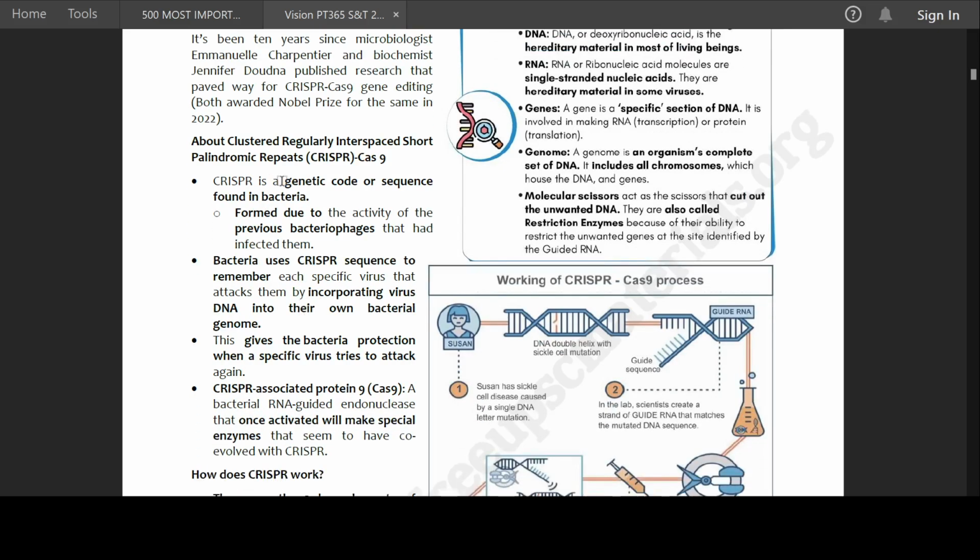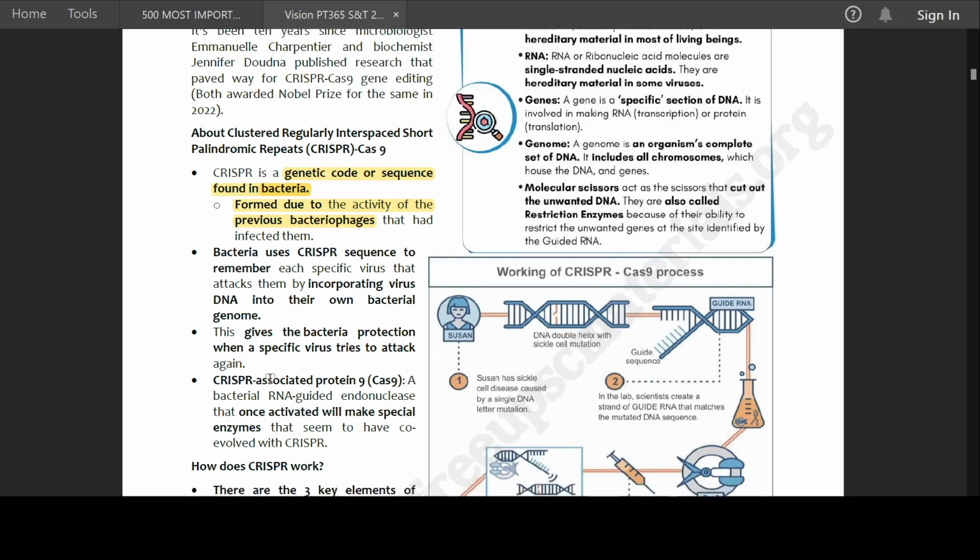CRISPR is a genetic code or a sequence found in bacteria. This is a fact-based question that could be asked from here. It is formed due to the activity of previous bacteriophages that had infected them. Bacteria use the CRISPR sequence to remember each specific virus that attacks them by incorporating virus DNA into their own bacterial genome. So the formation of CRISPR is actually an inherent character of bacteria. If a virus attacks the bacteria, then the bacteria remembers that virus by this CRISPR sequence. This gives the bacteria protection when a specific virus tries to attack again.